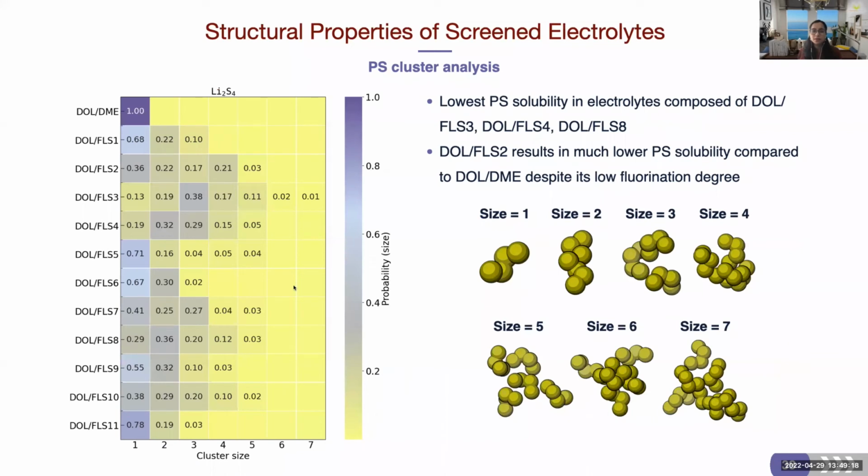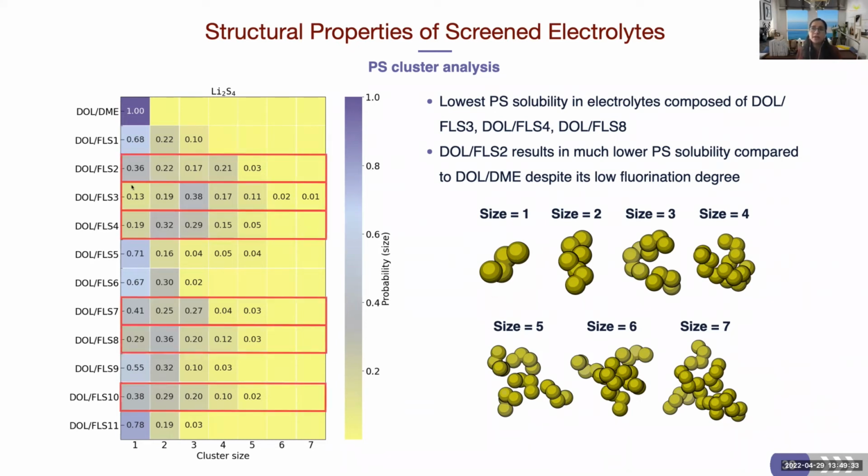But we also performed cluster analysis to see what type of clusters, and what the distribution of clusters of lithium polysulfides, we are forming in the solution. Again, the aim was to suppress the solubility of these lithium polysulfide species. We identified different solvents which result in large clusters and more distribution of these lithium polysulfide clusters, which indicates that solvents like FLS2, 3, 4 are suppressing the solubility of polysulfide, which was something we were aiming for.